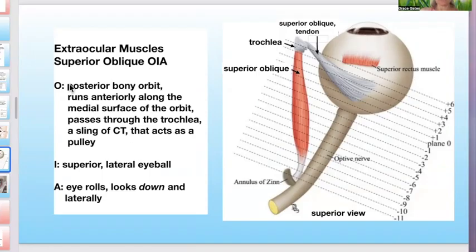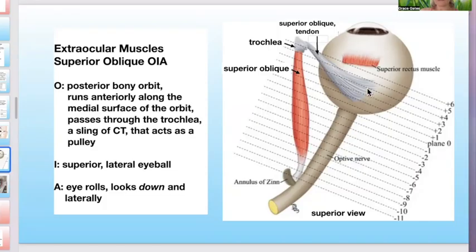So the origin of the superior oblique is the posterior bony orbit, as we saw. Then the muscle runs anteriorly along the medial surface of the orbit and passes through the trochlea, which is a sling of connective tissue attached to the bony orbit that acts as a pulley, changing the direction of force of the superior oblique muscle. Then the tendon of the superior oblique keeps going and ends up inserting on the superior lateral eyeball.